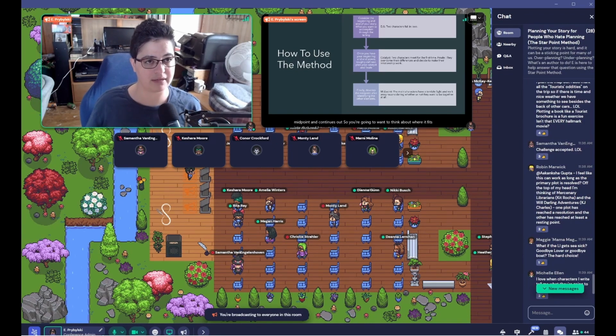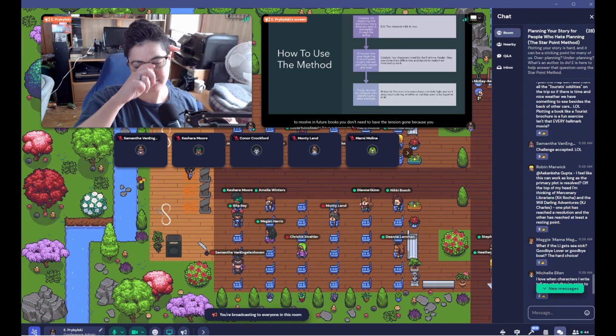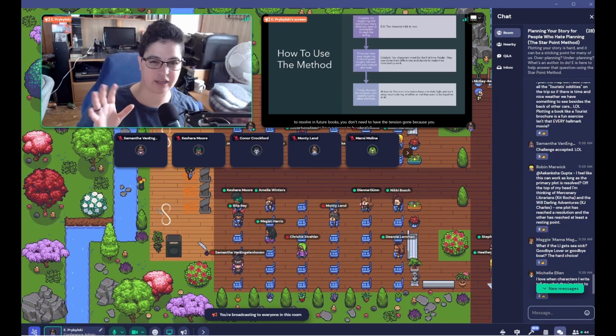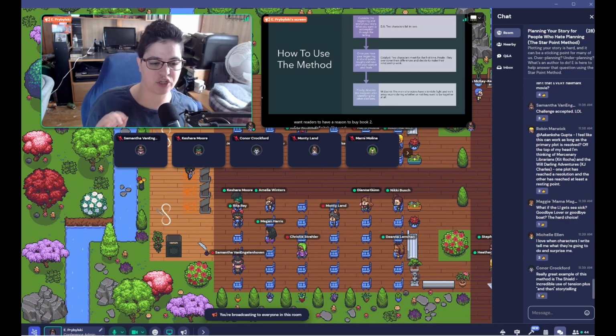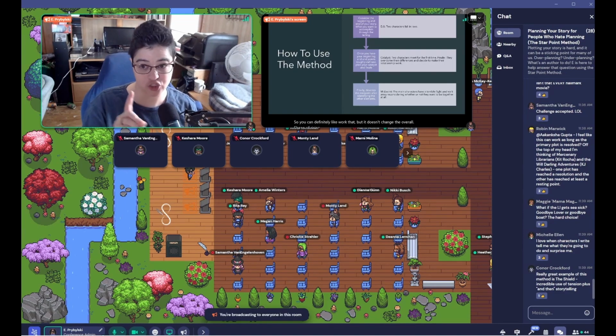If the B plot is something you're going to resolve in future books, well, you don't need to have the tension gone because you want readers to have a reason to buy book 2. So you can definitely work that, but it doesn't change the overall shape of rising and falling tension, and it shouldn't.